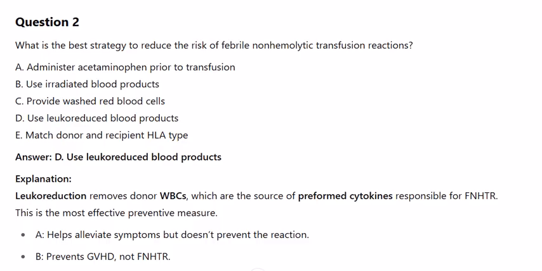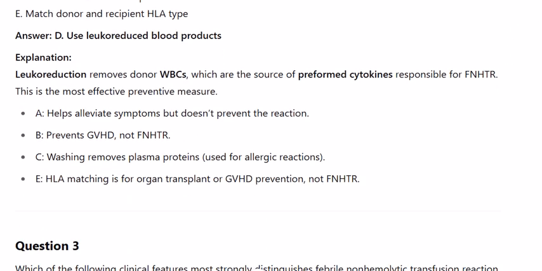Explanation. Leukoreduction removes donor WBCs, which are the source of preformed cytokines responsible for FNHTR. This is the most effective measure. A. This alleviates symptoms but doesn't prevent the reaction. B. Prevents GVHD, not FNHTR. C. Washing removes plasma proteins used for allergic reactions. E. HLA matching is for organ transplant or GVHD prevention, not FNHTR.